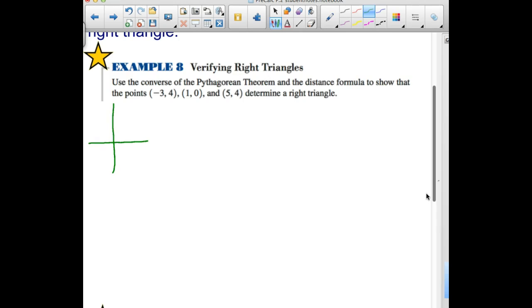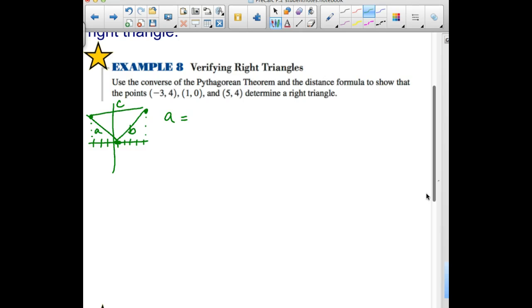All right, -3, 4 would be up here. 1, 0 would be over here. And 5, 4 would be up here. All right, so we're looking to see, is this a right triangle? I'm going to call this side A, B, and C.